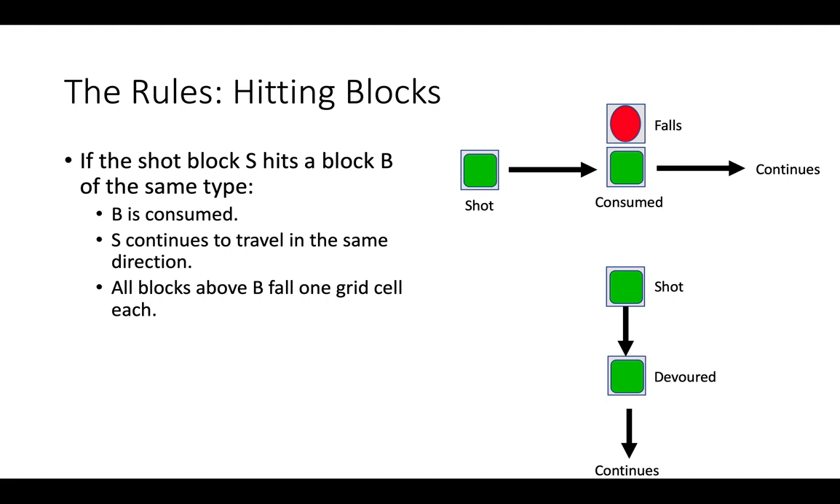If, on the other hand, the block that we shoot hits a block of the same type, that is the same color, then the block that is hit will be consumed and our block will continue in the same direction. Everything above the block that was consumed will fall by the action of gravity, as you can see in the example at the top right there. This can also happen vertically, so if we shoot a block downwards into the grid and it hits something of the same color, the first thing it hits, then it will consume that and it will continue.